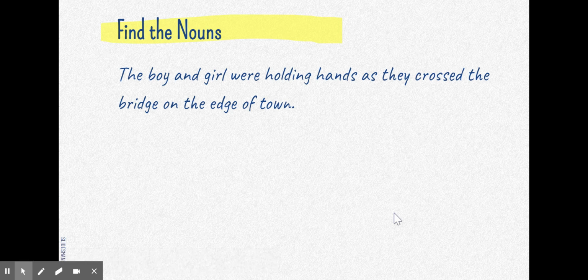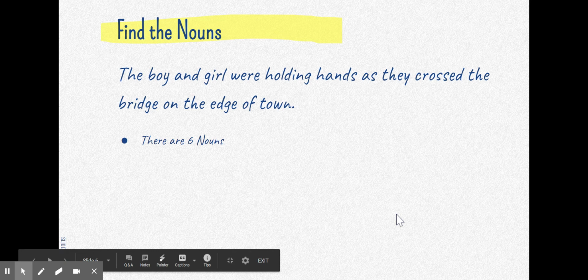Next example, the boy and girl were holding hands as they crossed the bridge on the edge of town. There's way more nouns in this one. There are 6 nouns in this one. So take a minute and find your 6 nouns.